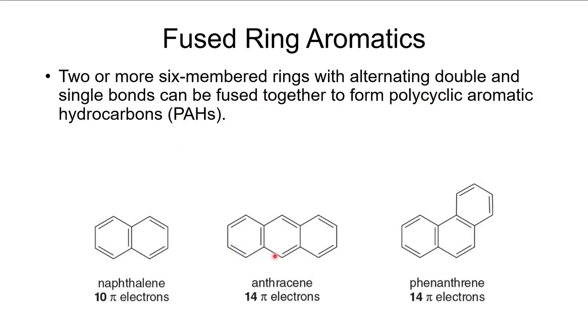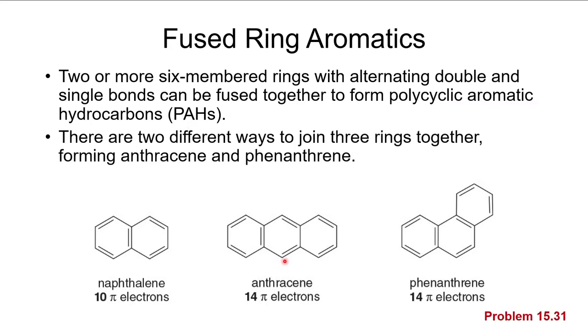Another one, when we have 3 rings, we refer to this as anthracene. Anthracene has 3 fused rings all in a row. Again, 14 pi electrons, that meets our Huckel rule. And then for anthracene, there is a constitutional isomer of that that's called phenanthrene. And again, same number of carbons, but we get a little turn there, and we get phenanthrene.